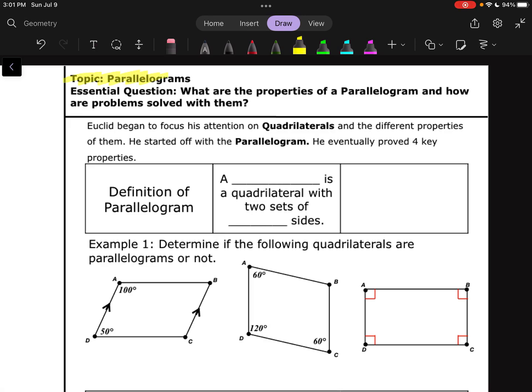All right, so the topic for this video is going to be parallelograms, and our essential question is going to be: what are the properties of these parallelograms and how are problems solved with them? All right, so a little background information.